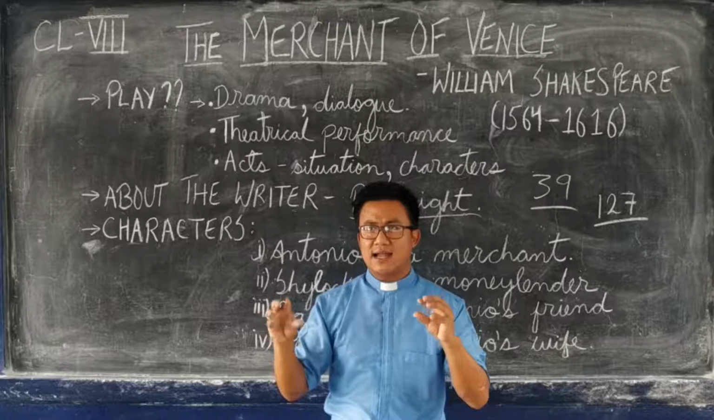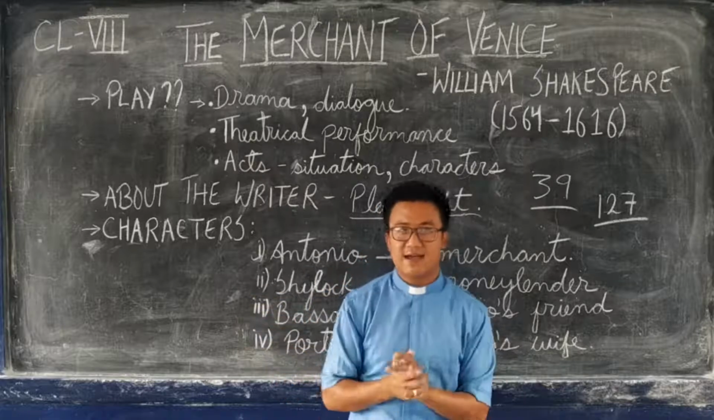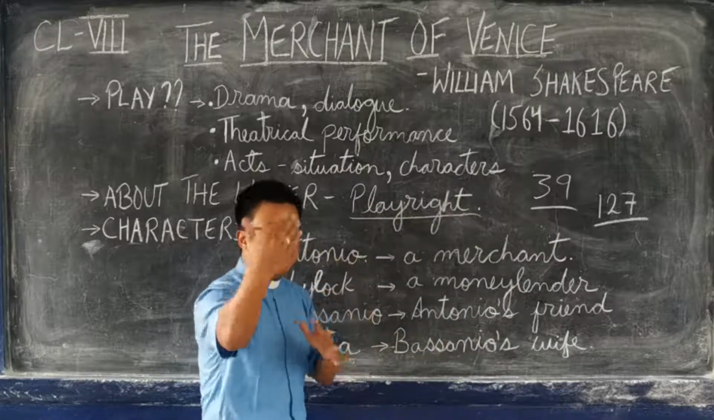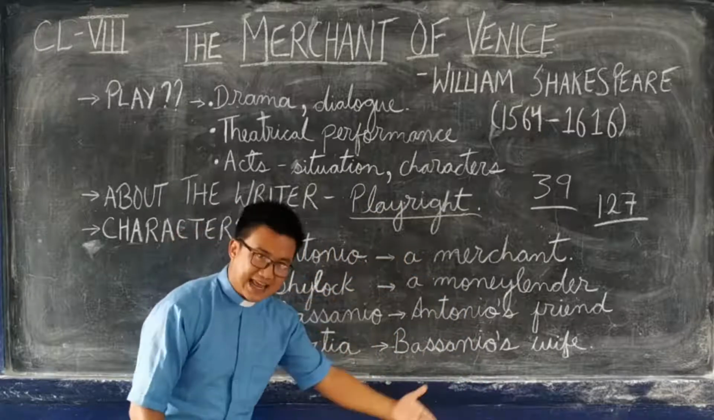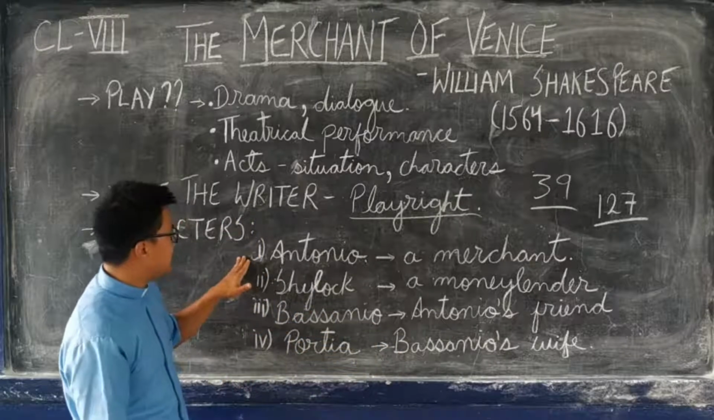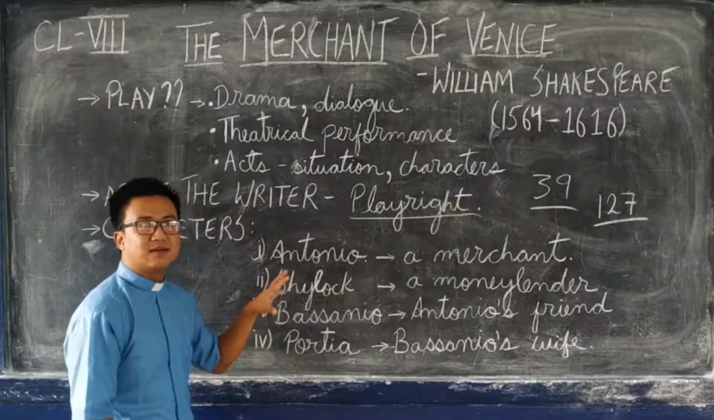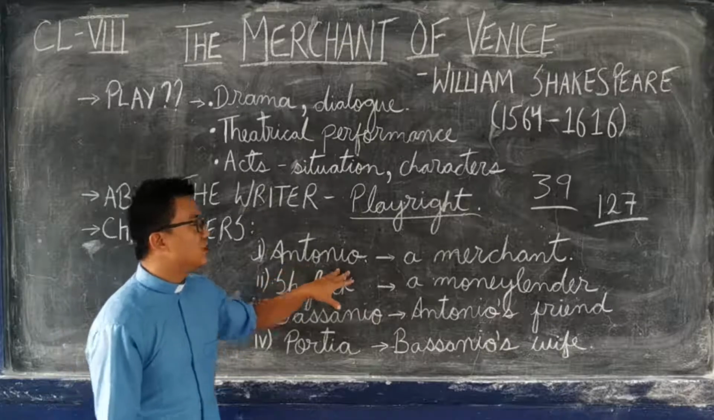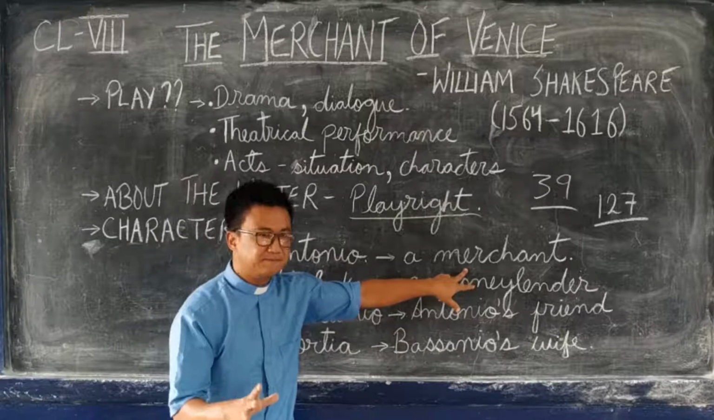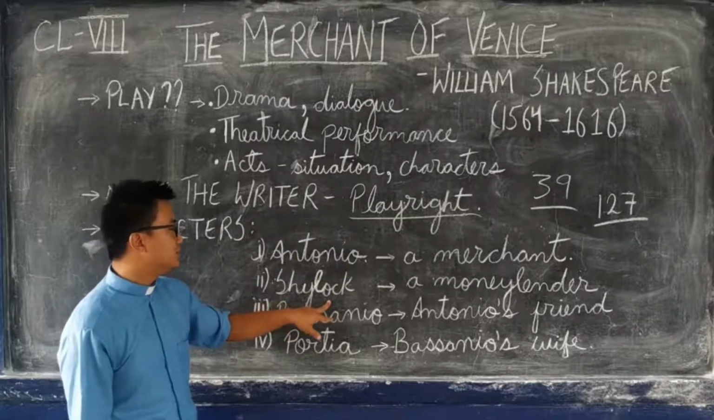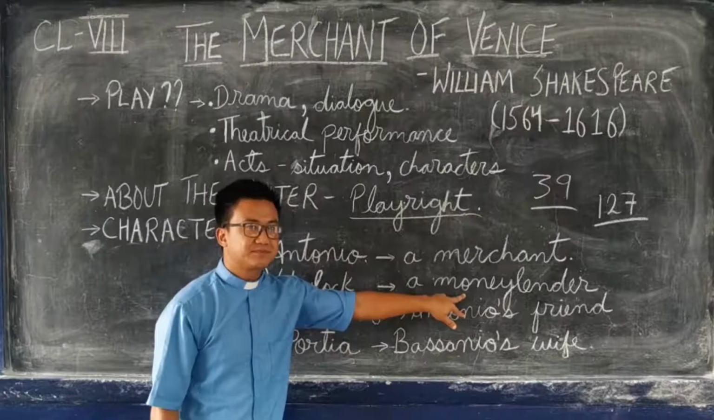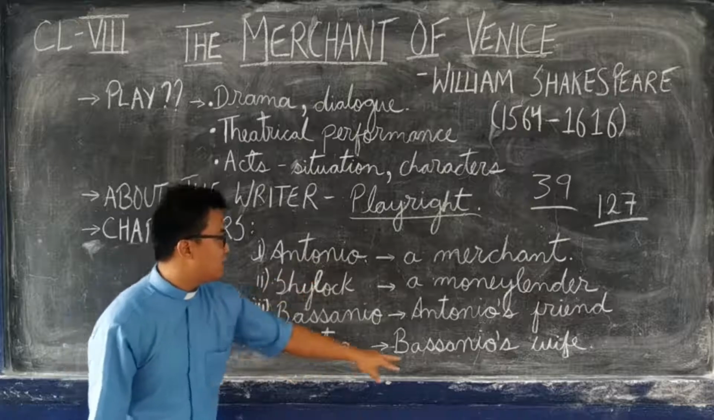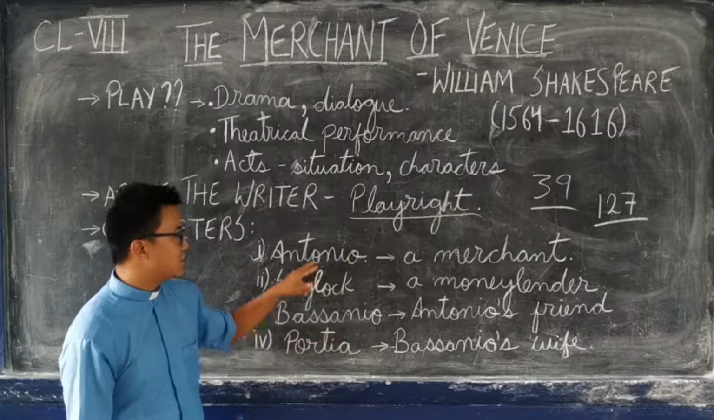Now, I would like to give you a small context for the text that we have. Before we begin with the play, let us get introduced with the characters, because in a play, a character is very important. First we have Antonio, who is a merchant. Then we have Shylock, who is a money lender. We have Bassanio, who is Antonio's friend. And we have Portia, who is Bassanio's wife.